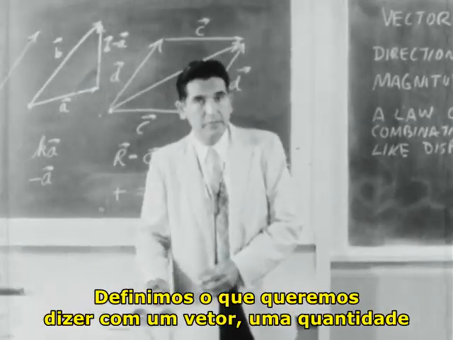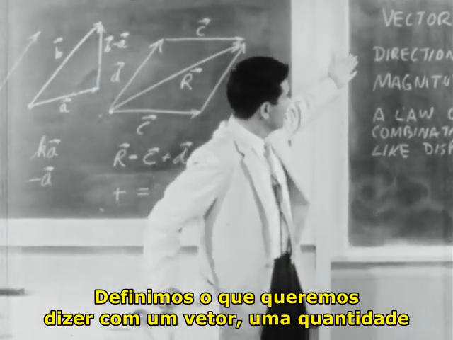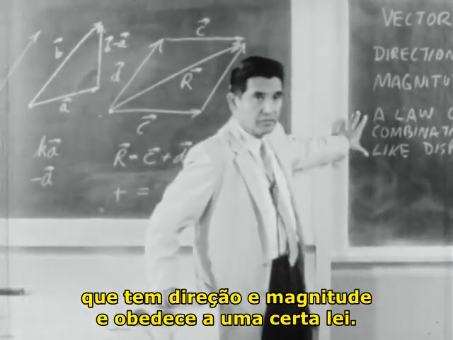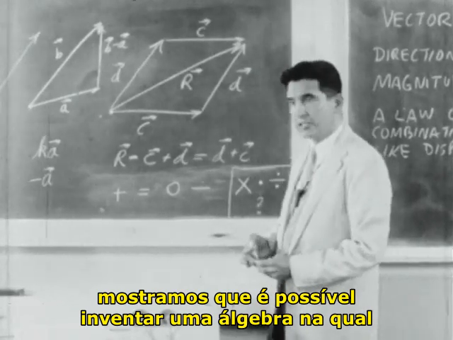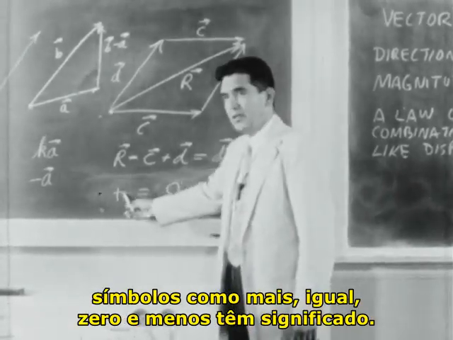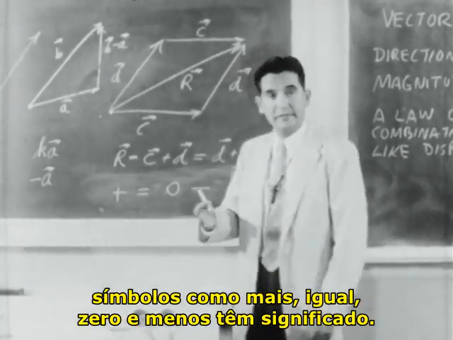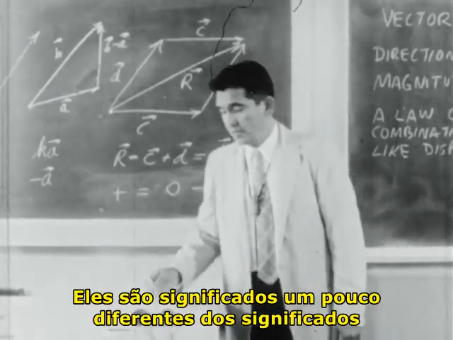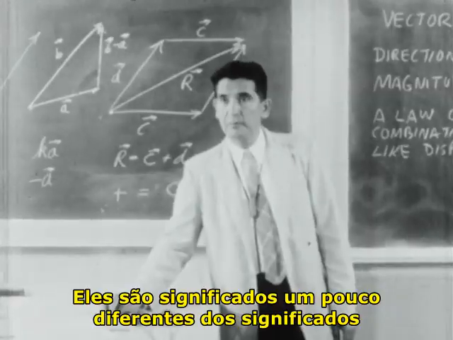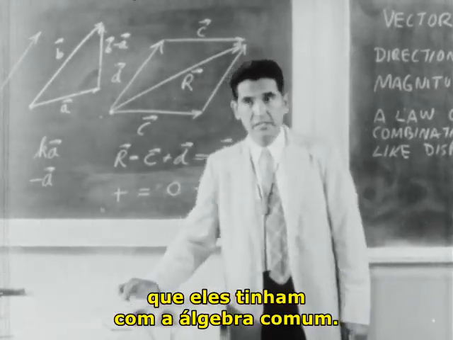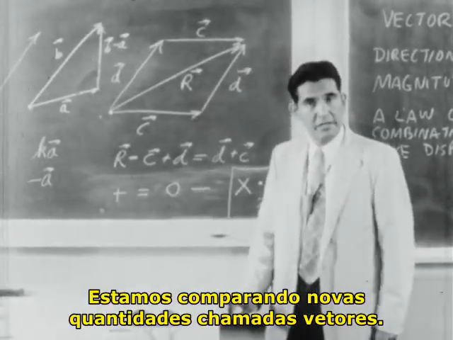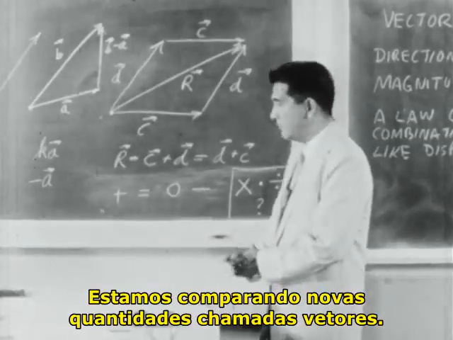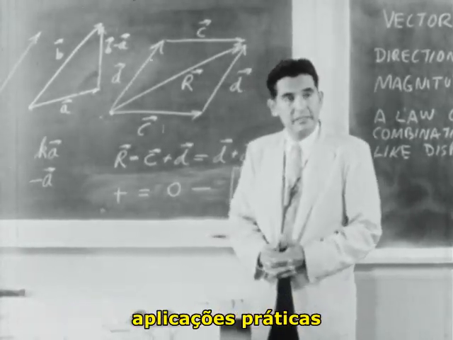We've defined what we mean by a vector, a quantity that has direction and magnitude and obeys a certain law. We have shown that one can invent an algebra in which symbols like plus, equals, 0, and minus have meaning. There are meanings a little bit different from the meanings that they had with ordinary algebra, because we're not comparing numbers, we're comparing new quantities called vectors. And we've also indicated that there are some practical applications.